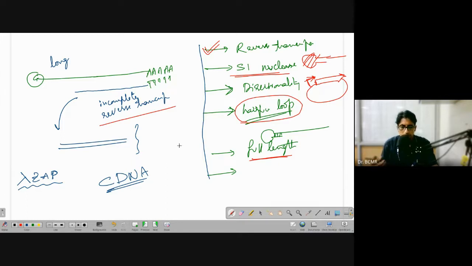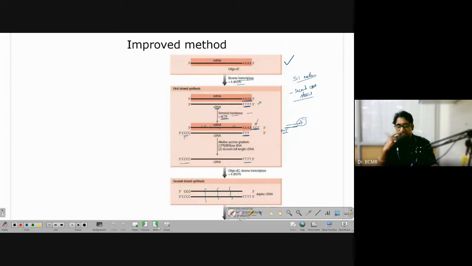So when we are trying to learn about many different protocols of cDNA libraries, some of them will address one problem or the other. We came across a protocol where it is solving at least two problems. The first problem is that we are not going to use S1 nuclease, which is a good thing, because we are not going to lose any information from the 5' end of the mRNA.